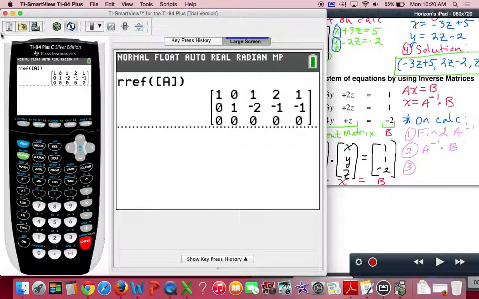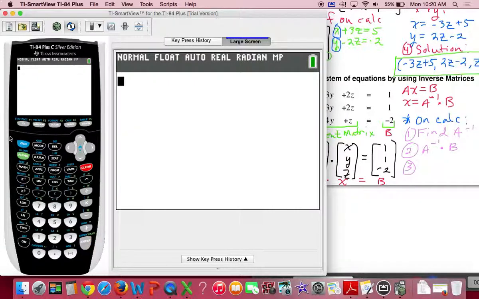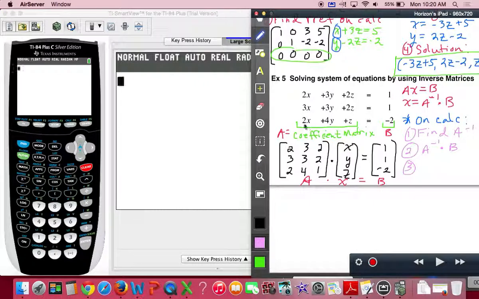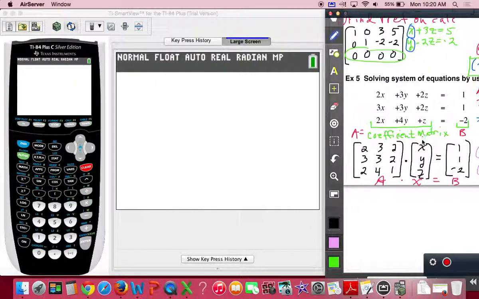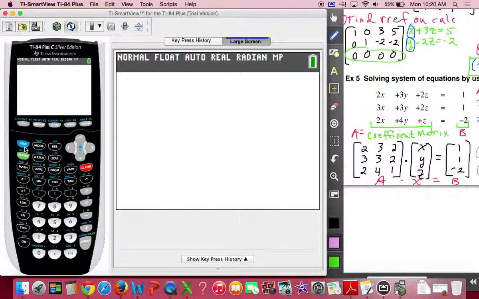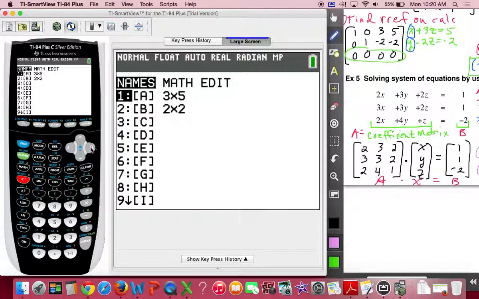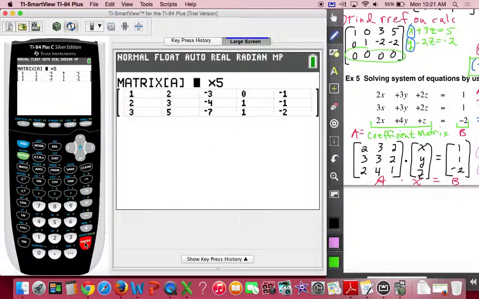So on your calculator, clear this out. You've got to put in both of these matrices right here. So put in this coefficient matrix for A, and then you're skipping the X matrix, and you're going to put in this matrix for B. So let's go over here. Second matrix, let's edit our matrices. So go to edit and hit enter. And then your coefficient matrix is a what by what matrix? 3 by 3.